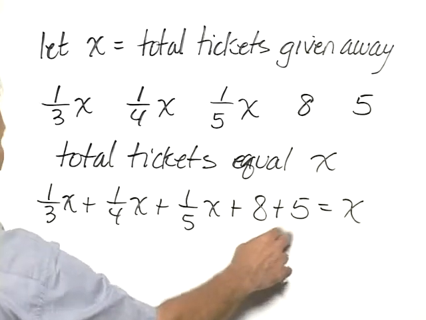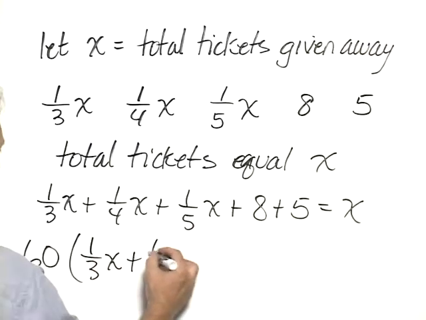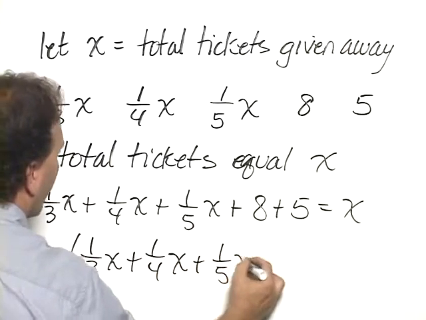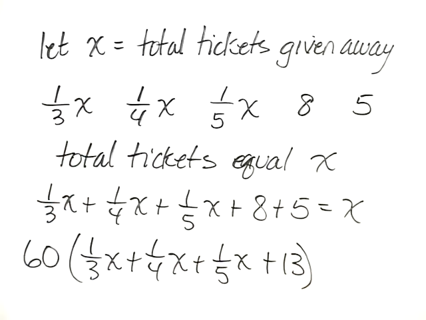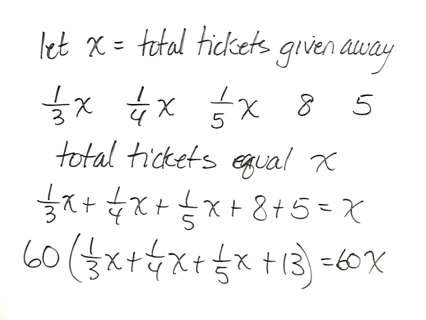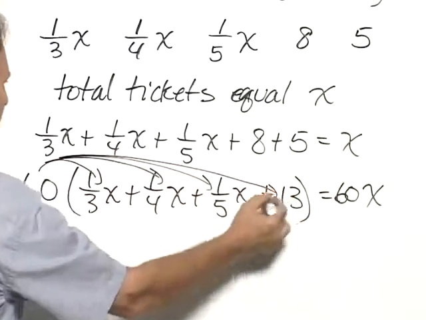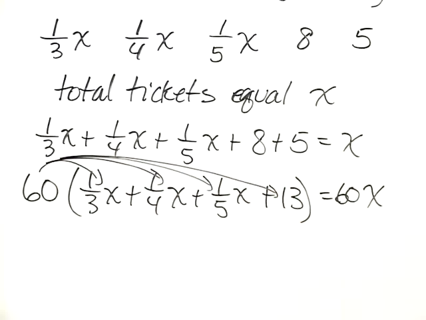Two things we can do. We can add the 8 and the 5 for 13, and at the same time, I'm going to multiply both sides by the LCD of 3, 4, and 5, and the LCD of 3, 4, and 5 is 60. So we're going to multiply 60 times 1/3 x plus 1/4 x plus 1/5 x plus 13. And then on the other side, we multiply by 60, so 60 times x. We must distribute the 60 into the parentheses, multiplying it times each of the 4 individual terms inside.